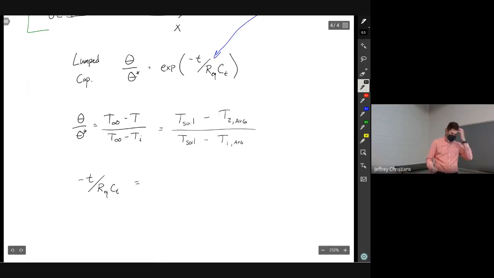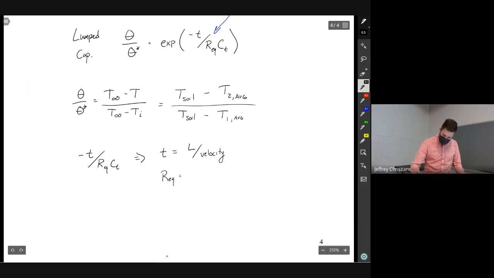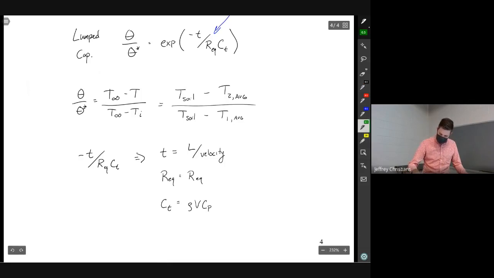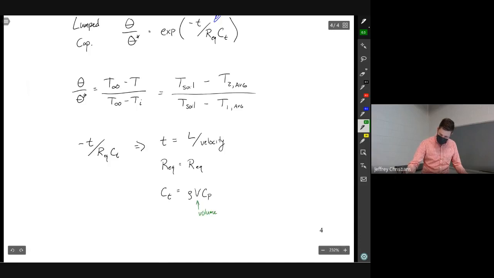So for this one, the time component is like the residence time, length over I don't know quite what variable to use. I'll just write it. The length over the velocity. R is R, that's a straightforward one. The thermal capacitance is how much heat a unit of mass of this material is able to hold. So this is rho V Cp, where V is the volume.